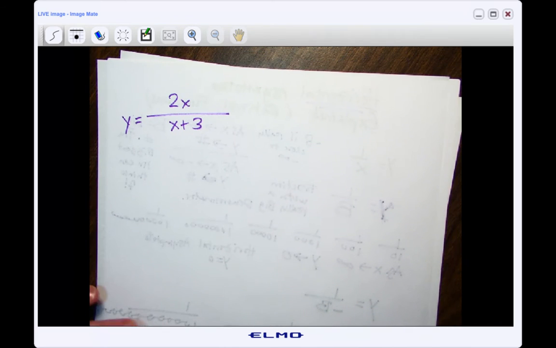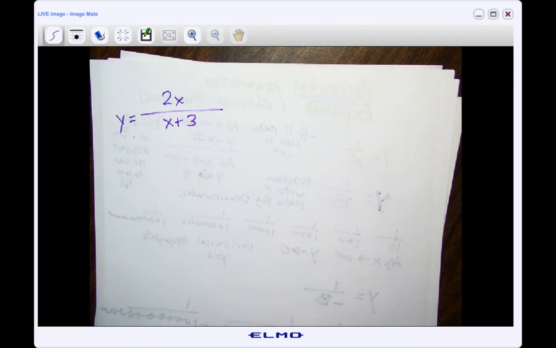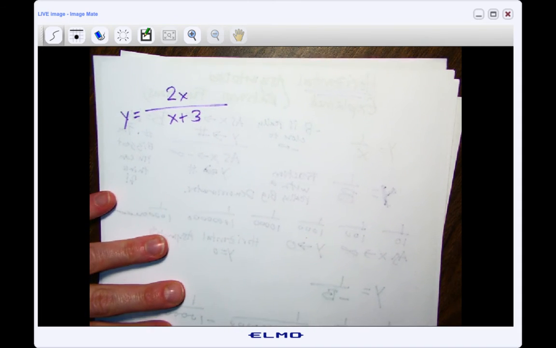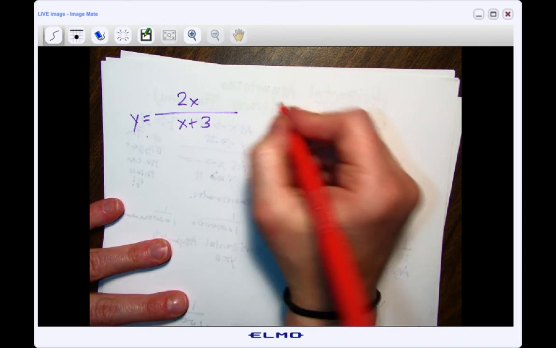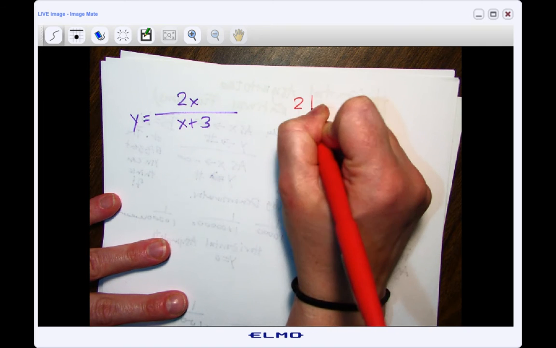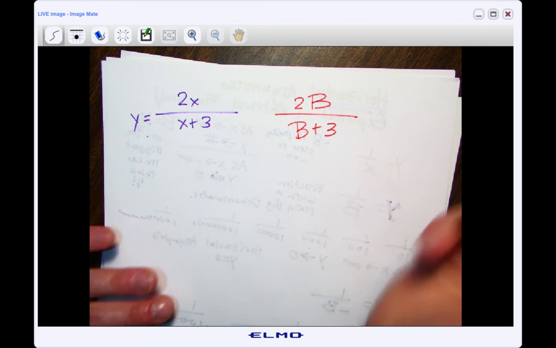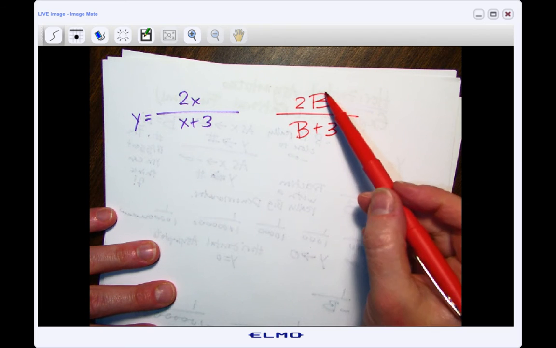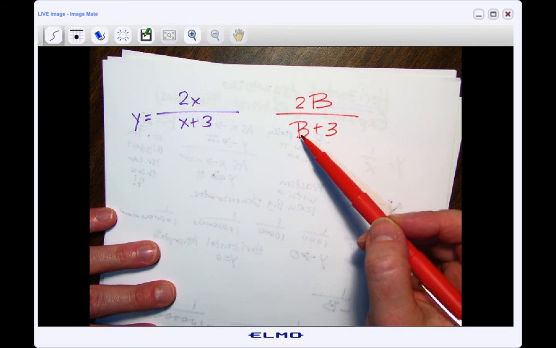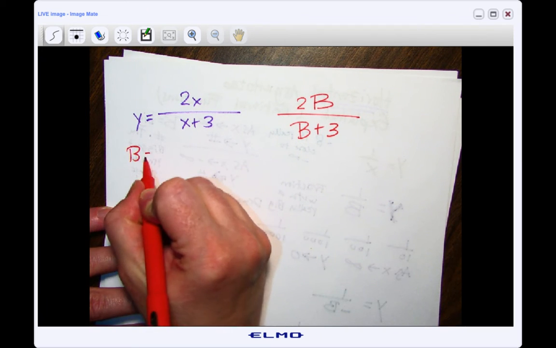All right. Now this guy, let's take a look. How did I say that we can kind of tell if it has a horizontal asymptote, or see what the horizontal asymptote is? I said, well, let's imagine a really, really big number in for x. So this would be like 2 times a really huge number over a really huge number plus 3. Now remember, this huge number is basically infinity.